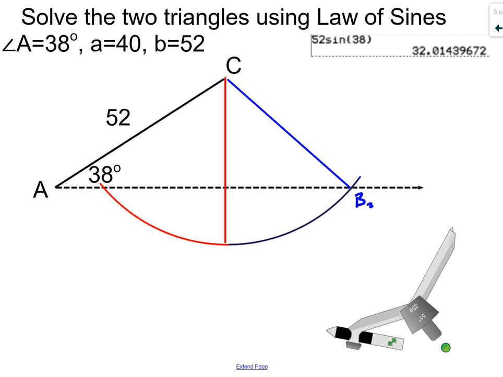Or I could have the red rotate here. Right to about there. And both of these lengths would be 40 to create two different triangles.